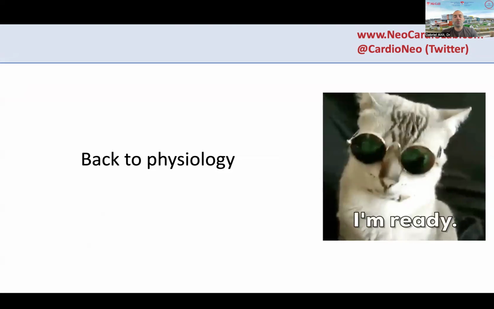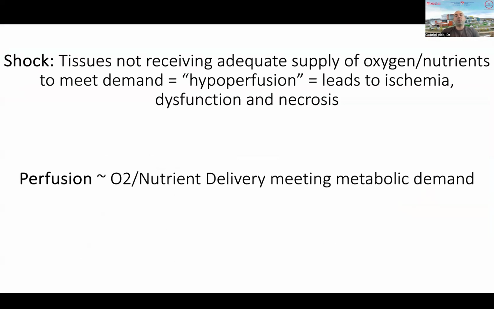well, let's go back a bit to the physiology. I think what we all try to prevent is tissue injury or a state of shock in these patients. And what is shock is really the tissues not receiving adequate supply of oxygen and nutrients to meet the demand. And because of that, it leads to tissue ischemia, dysfunction, and necrosis. And what we want to maintain is this matching between oxygen, nutrient delivery, and metabolic demand without creating situations of hyperperfusion, which can actually make damage, or hyperoxia, which we know is also not something great for our preterm infants that are quite vulnerable.